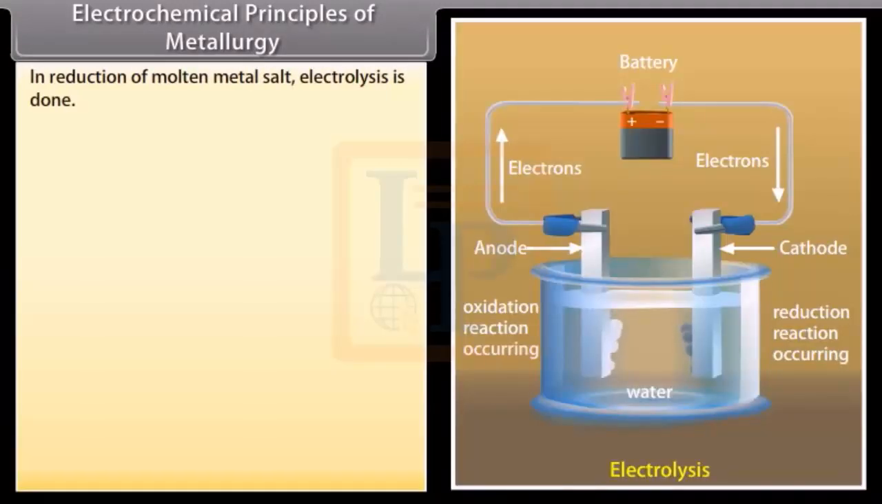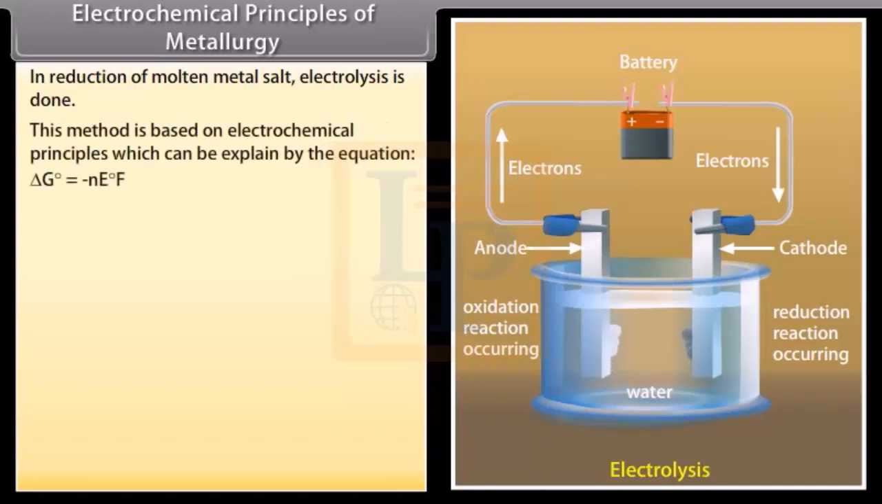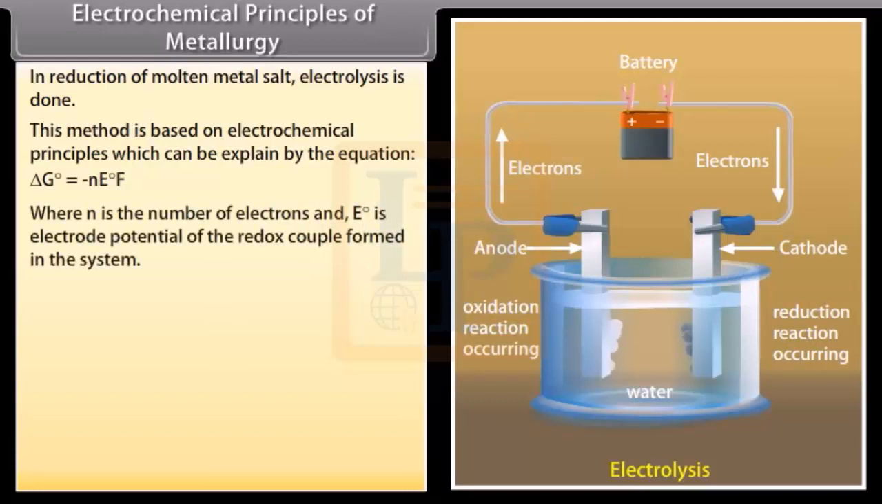Electrochemical principles of metallurgy. In reduction of molten metal salt, electrolysis is done. This method is based on electrochemical principles which can be explained by the equation delta G naught is equal to minus nE naught F, where n is the number of electrons and E naught is electrode potential of the redox couple formed in the system.